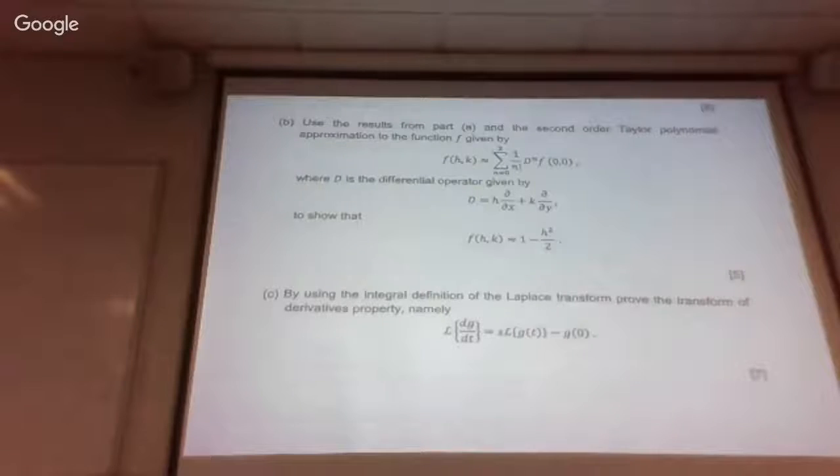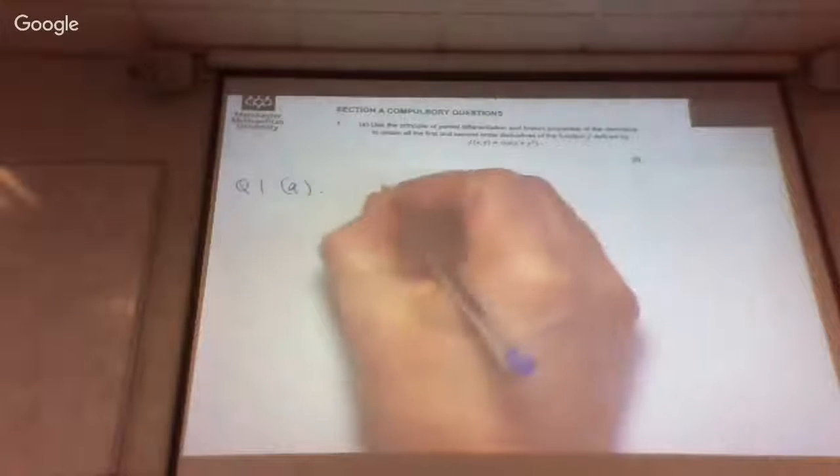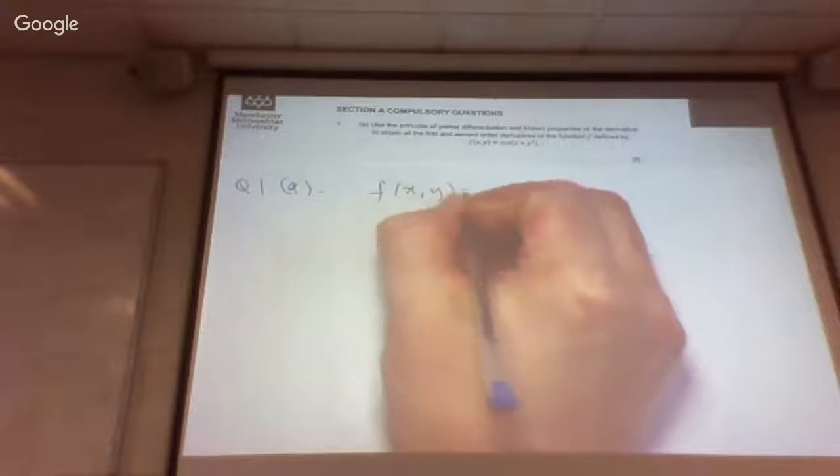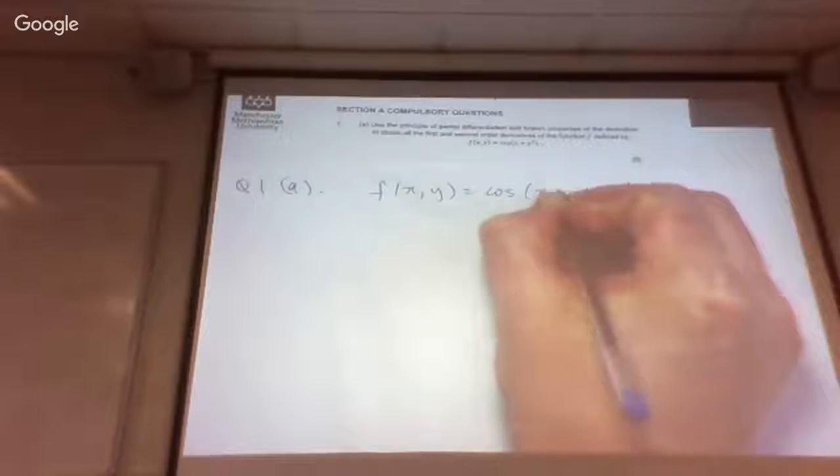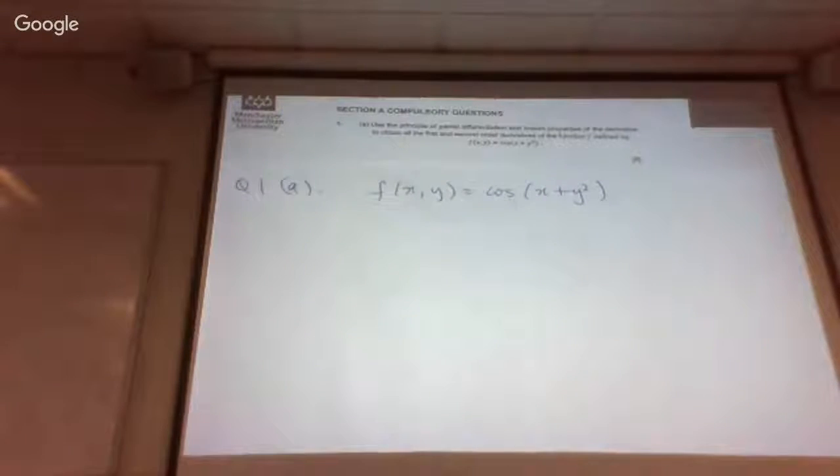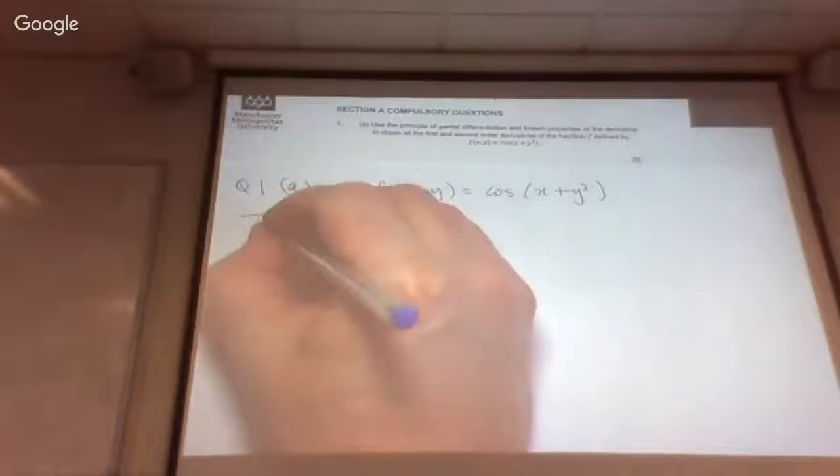Okay, so question 1A is assessing your basic partial differentiation skills. You will need to have those well practiced and be confident with those for this exam, certainly. You're going to be assessed on them in several places through the questions, probably. So here's our function, f(x,y) equals cosine of x plus y squared. You're asked for all first and second order derivatives.